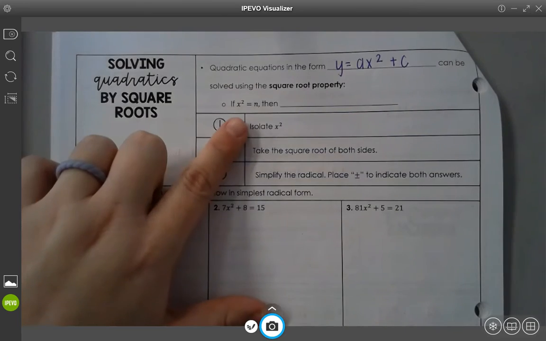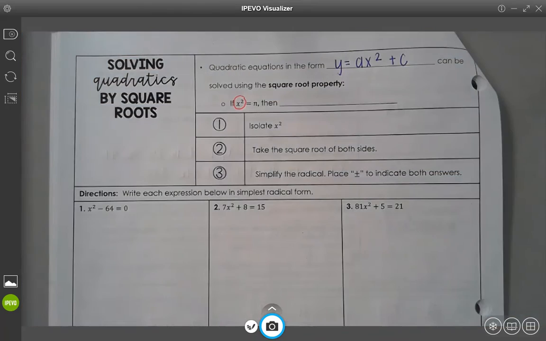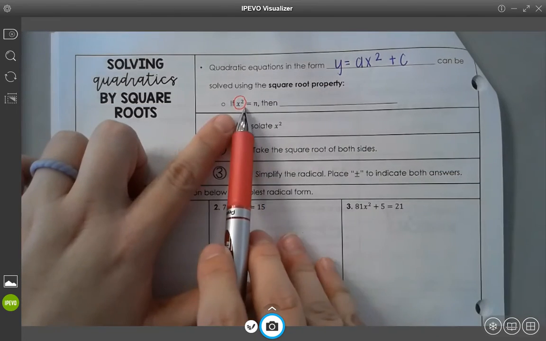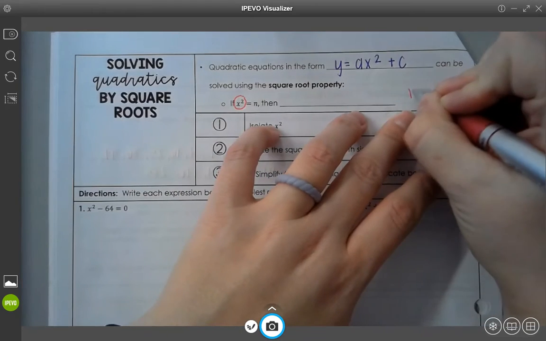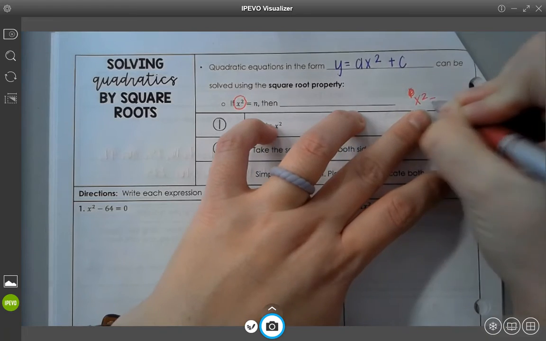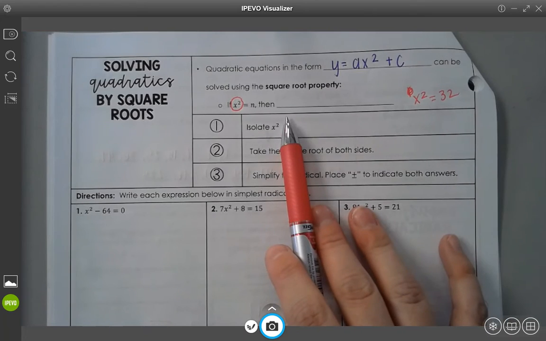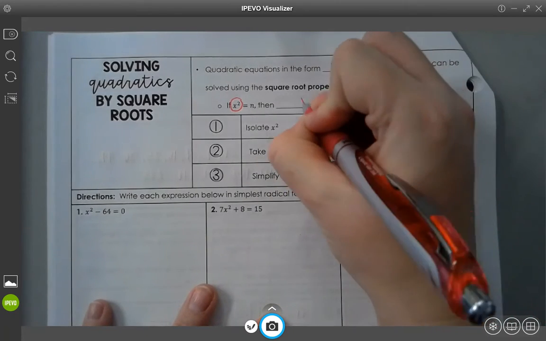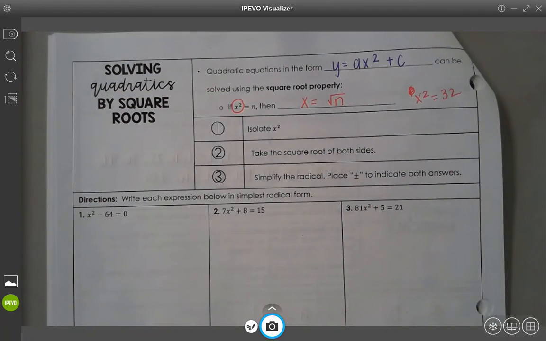And so what we do is we try to get the x squared by itself. We get the x squared equal to some number. For example, it might look like this. X squared equals 32. Then we take the square root of both sides. So x would be the square root of n. So we get the x squared by itself. Just going to be like solving two-step equations, but having the square root at the end.